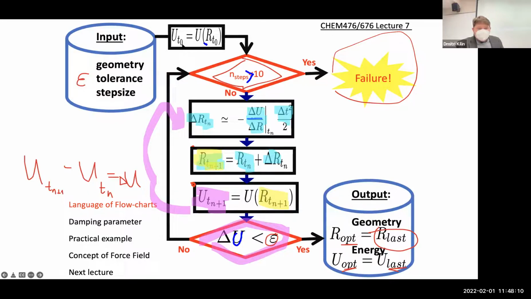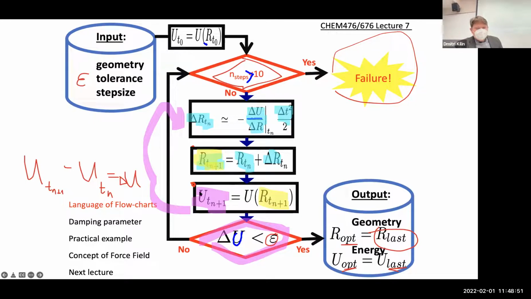So we start with the initial geometry at time t naught. We compute the potential at this initial geometry. We also guess an initial step. We need to make an initial guess to compute the derivative. And then we compute the next increment, delta r tn, as derivative times delta t squared over 2. Then this increment of position is added to our present value of the position, and we rename it as the new position, r of t n plus 1.